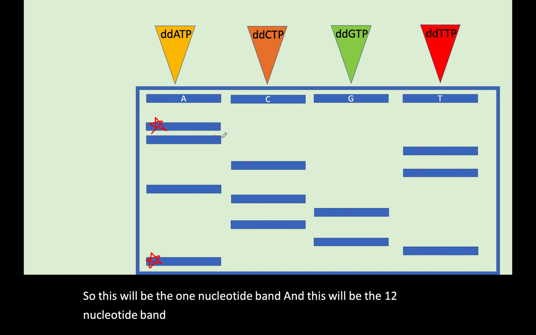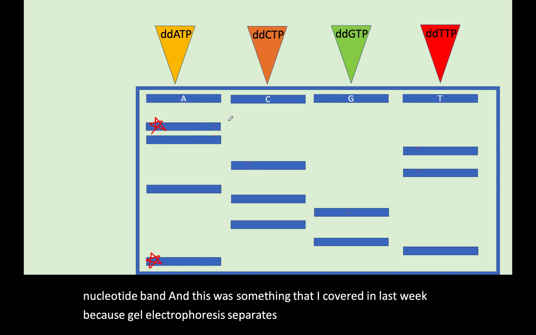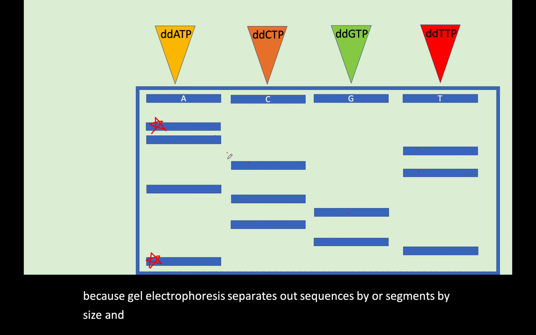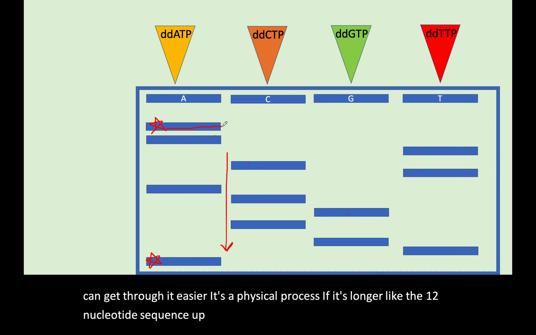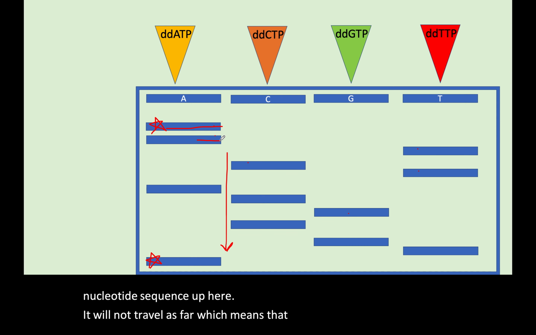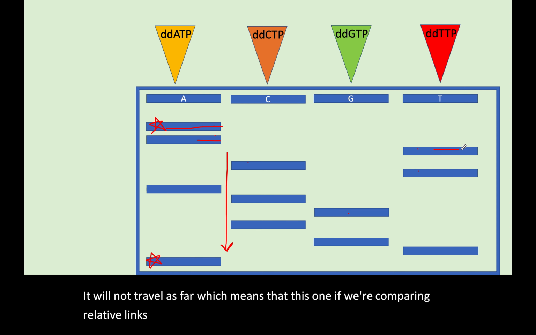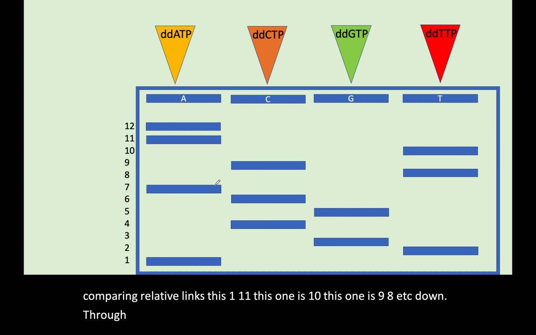And this was something that I covered last week, because gel electrophoresis separates out sequences, or segments, by size. And so the shorter it is, the further it will run down the gel, because it can get through it easier. It's a physical process. If it's longer, like the 12 nucleotide sequence up here, it will not travel as far, which means that, comparing relative lengths, this one's 11, this one's 10, this one's 9, 8, etc., down through the gel. And so I've labeled them here.